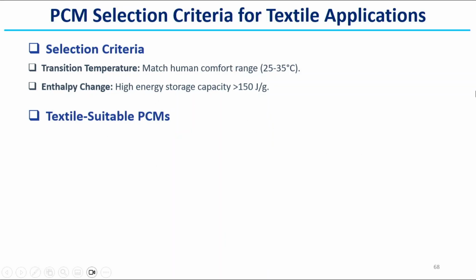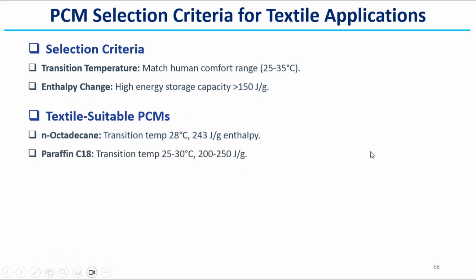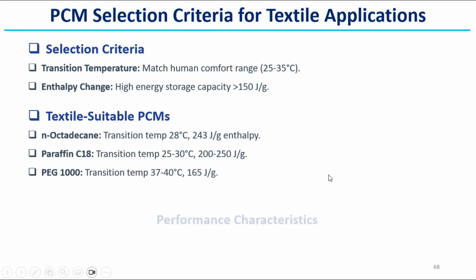The phase change materials which are suitable for textile application are n-octadecane, with transition temperature at around 28 degrees Celsius, and paraffin wax, at 25 to 30 degrees Celsius. These are very commonly used for textile material. PEG 1000, 37 to 40 degrees Celsius.